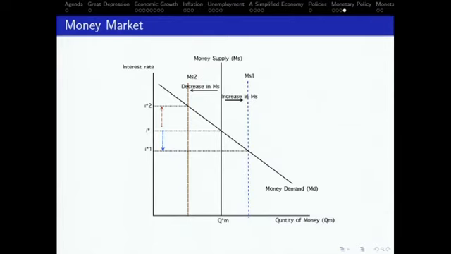What else can I do? Another thing, which is very popular in the central bank case, is called an open market operation. So what is an open market operation? I'm going to tell you.